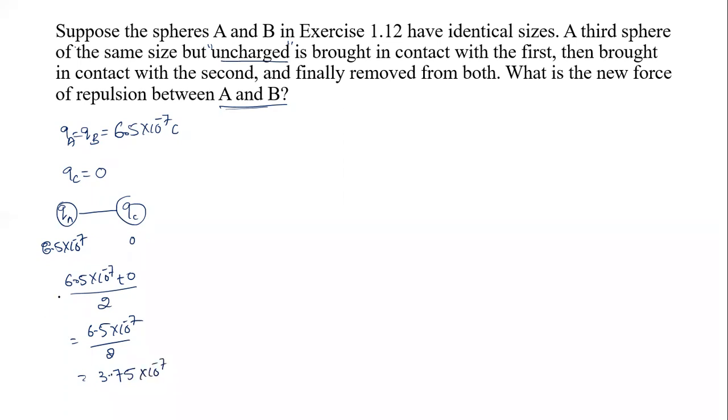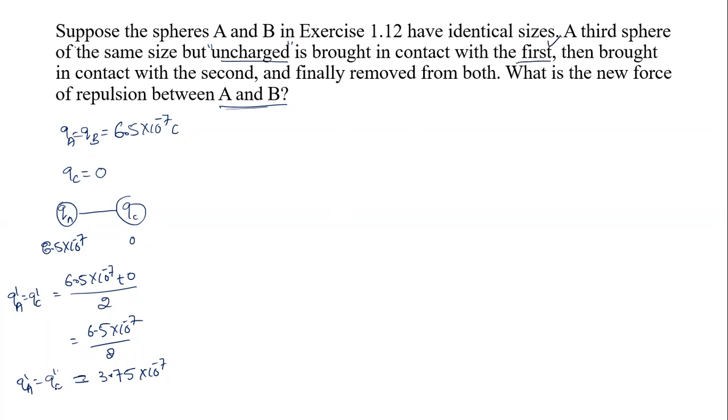So that will become QA prime, which is equal to QC prime, the new charge when they joined each other. QA prime equals QC prime, which is 3.75 × 10^-7. Now this is the first thing, brought in contact with first, is done. Then it is brought in contact with the second.